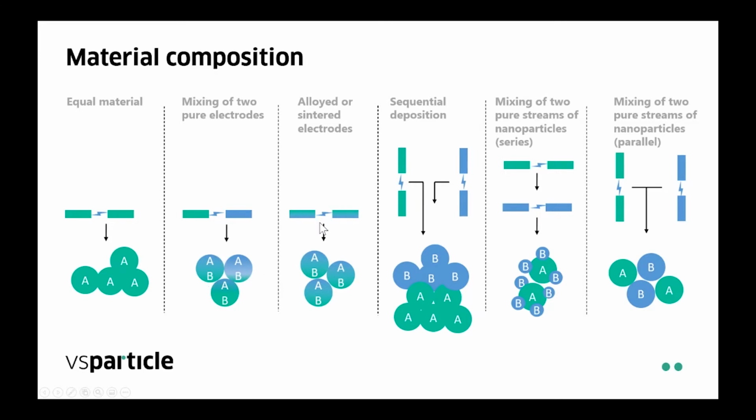You can process alloyed or sintered electrodes. In that case, you know that all the particles that you produce have exactly the same composition as your starting alloy. You can use different system configurations to create more complex nanoparticle compositions.